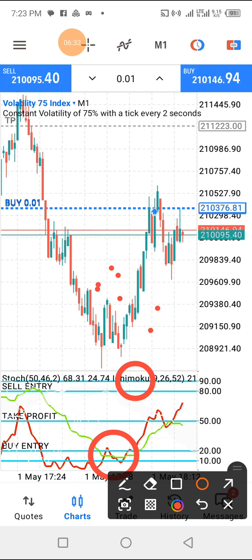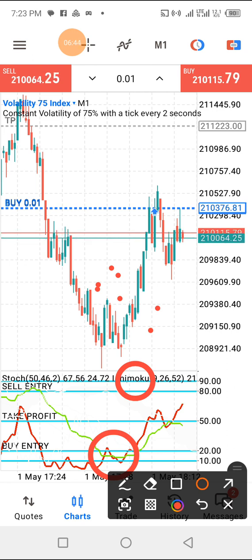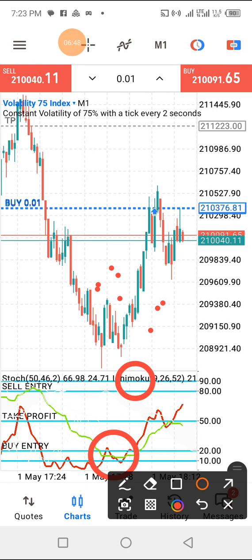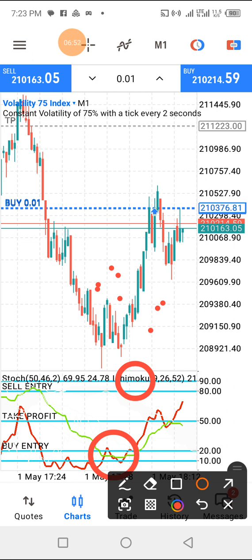While for the sell scenario, we want to see price at level 90 and level 80. Immediately the green line crosses above or below the red line around that axis, you place your sell. Then when the line approaches level 50, you exit the trade. Exactly, this is how we ought to use it.